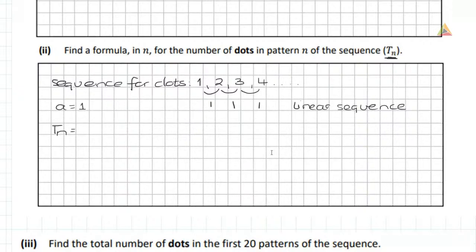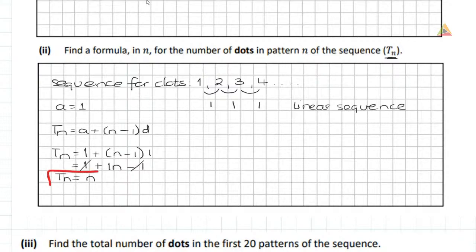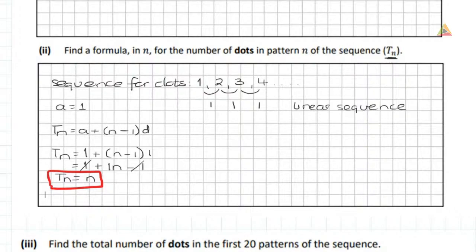So again, from page 22 of our tables, Tn is a plus n minus 1 times d. Sorry, that's a plus n minus 1 times d. So we can substitute in. We're going to say 1 plus n minus 1 times 1, which gives me 1 plus 1n minus 1. And the 1 minus 1 leaves me with just 1n, which is n. So my formula here is going to be that Tn is equal to n. That's the formula for the number of dots.